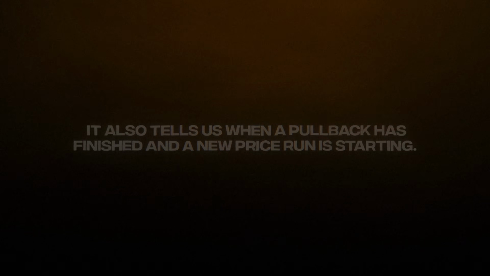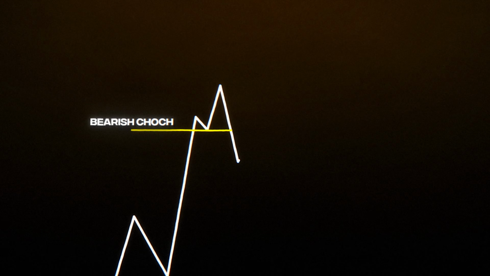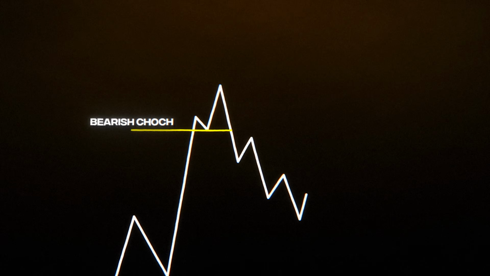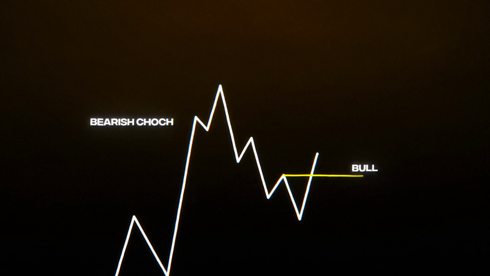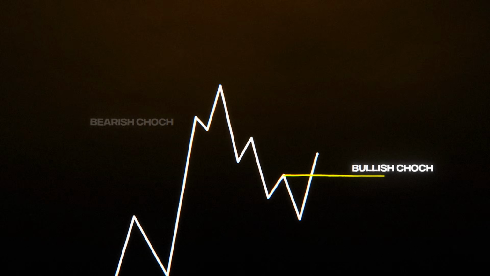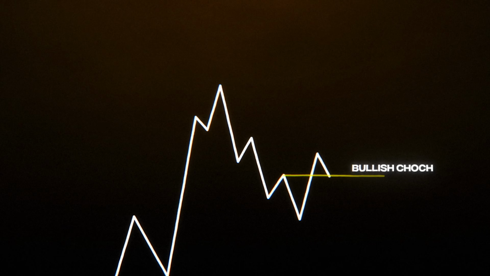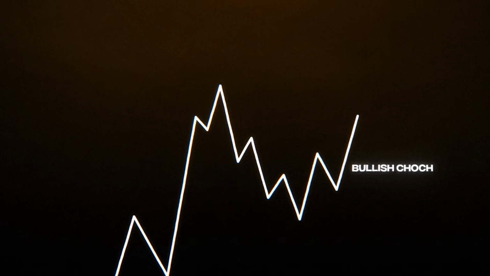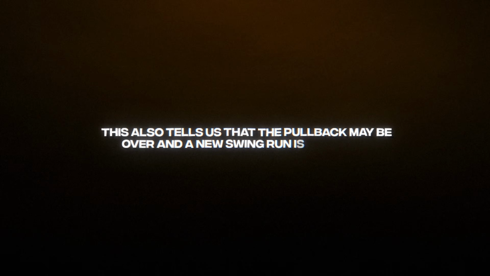As we can see here, price has created a bearish change of character, which signals to us that a bullish swing run may be over and a pullback is starting. As price comes lower, nearer to where the lower high is, price creates a bullish change of character, which indicates that this internal structure pullback is now aligned with the swing structure. This also tells us that the pullback may be over and a new swing run higher is starting. Do note that a change of character can give false signals sometimes.